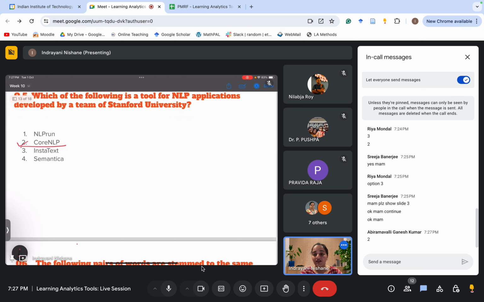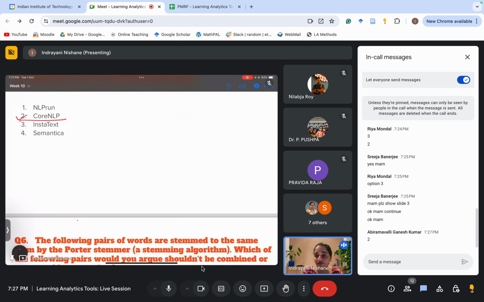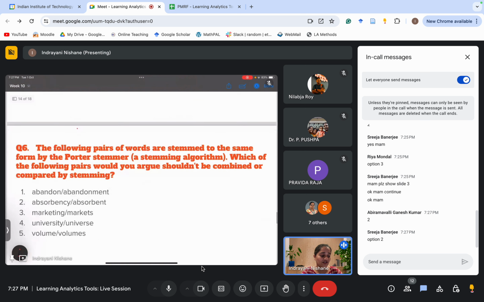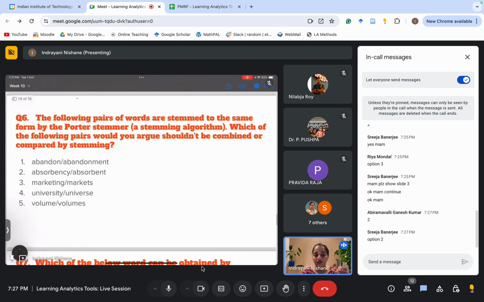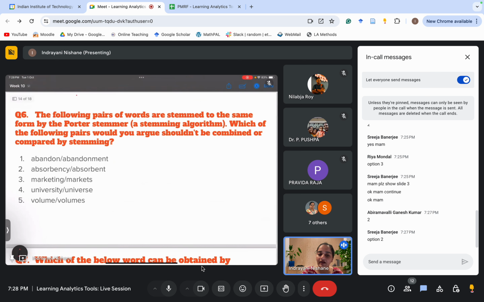So there is nothing informative in this. It was just part of the lecture that sir showed the URL and gave a short demo of this tool. So that's why the question has been asked here. A simple recall type question. If you have gone through the video, then you will be able to answer such questions. Question 6: the following pairs of words are stemmed to the same form by Porter's stemmer.